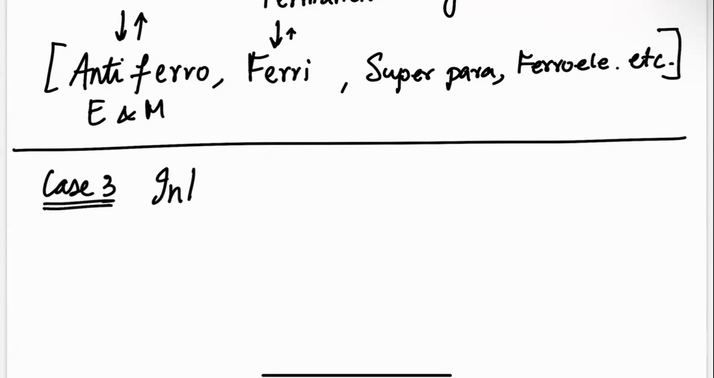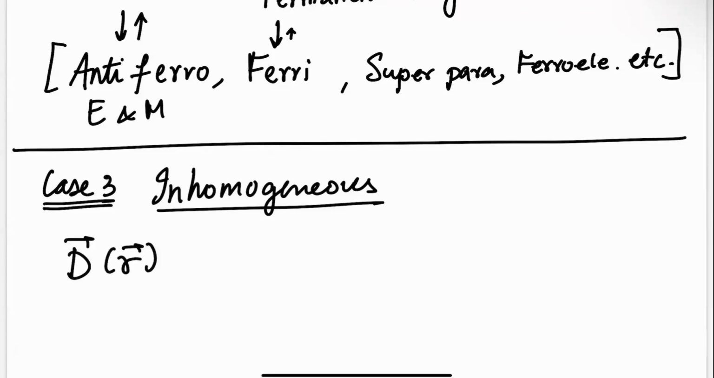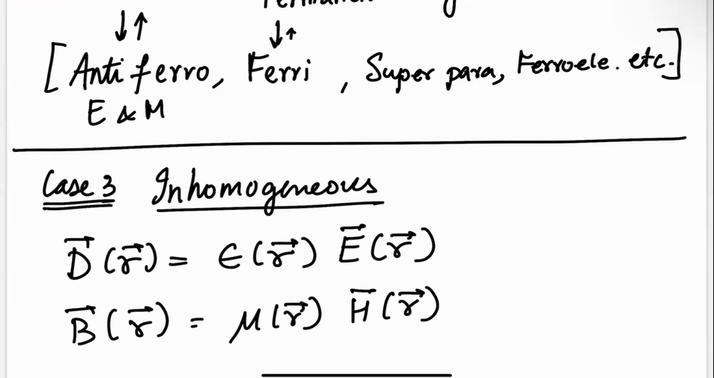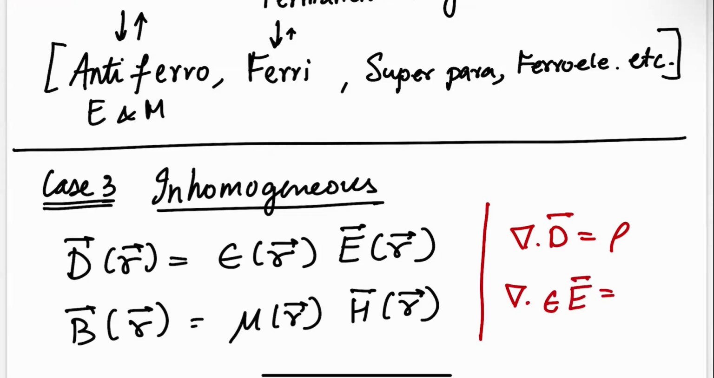Case 3 is inhomogeneous medium, where it's a function of space essentially. So the D field is a function of space. Sorry, not the D field. The permittivity is a function of space, and the permeability is also a function of space. So you need to be careful when you have something like this when applying Maxwell's equations, because divergence of D is equal to rho, which means the divergence of epsilon E equal to rho.